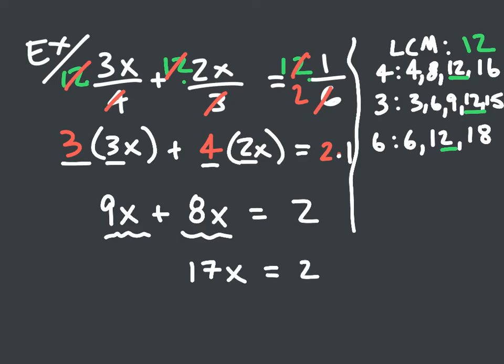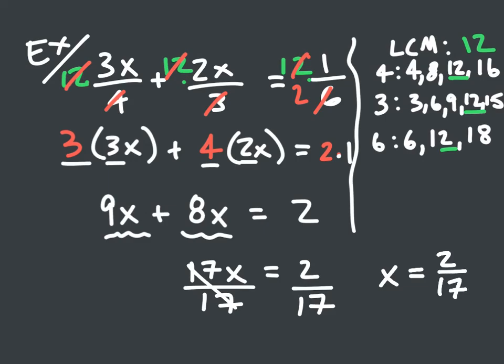I'm going to then divide both sides by 17. Yuck, this is kind of a not so friendly number, but when you have these kinds of equations, these are the kinds of solutions you're going to get. So I get the value that x is equal to 2/17. And that's my answer for x.